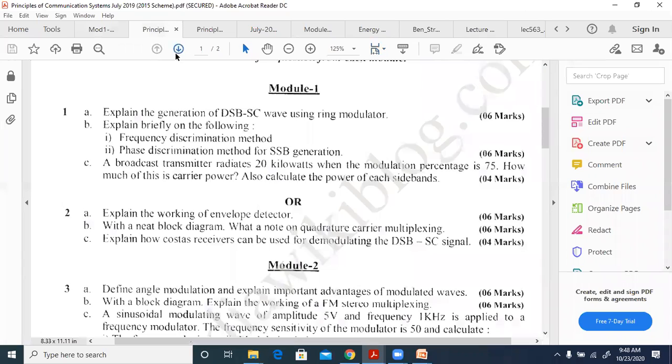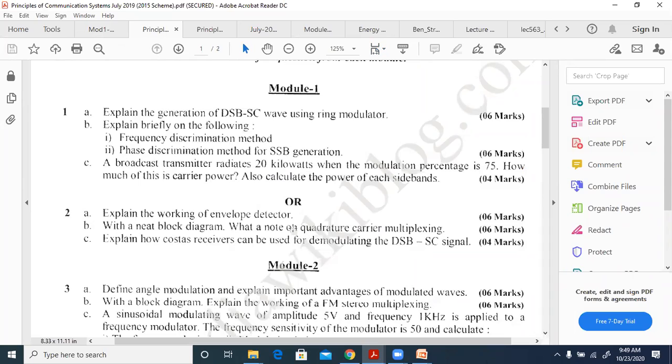Okay. So let us go to the next question. A broadcast transmitter radiates 20 kilowatts when the modulation percentage is 75. How much of this is carrier power? And also calculate the power of each sideband. So this is a general modulation, the general AM modulation.